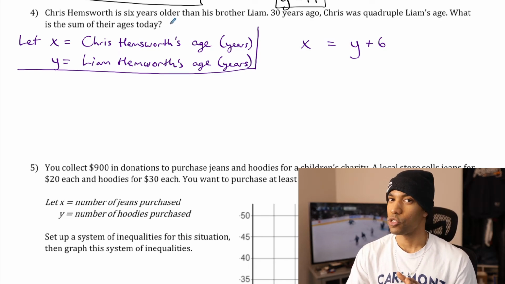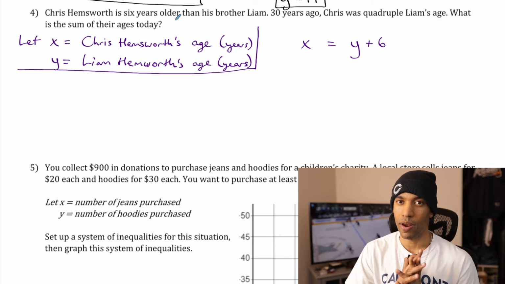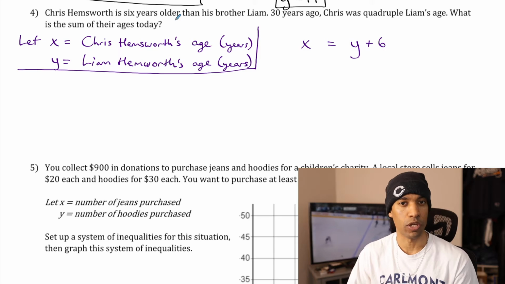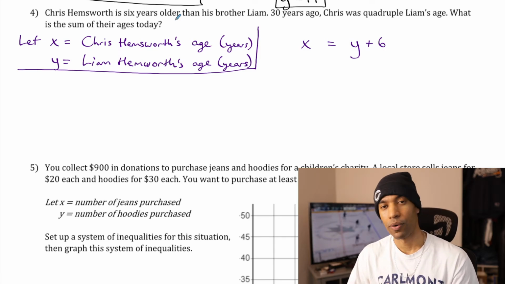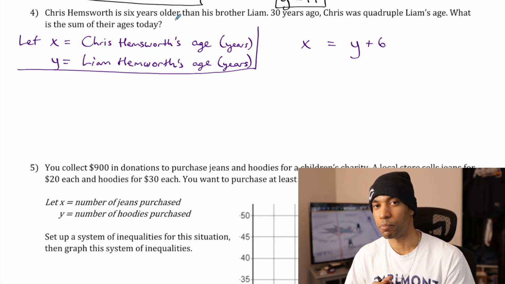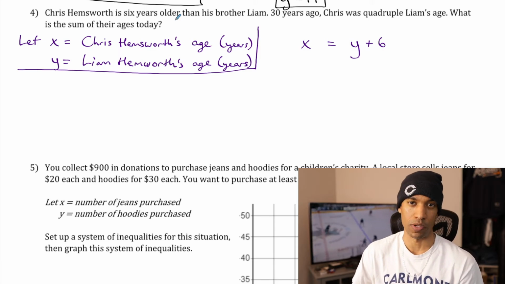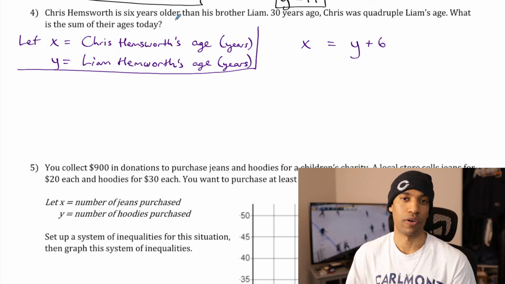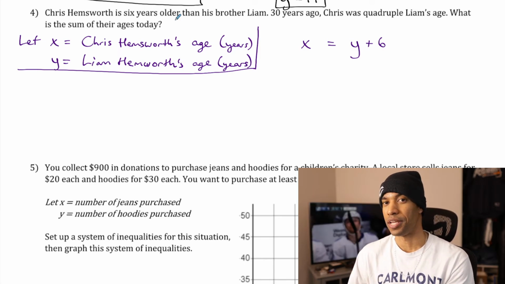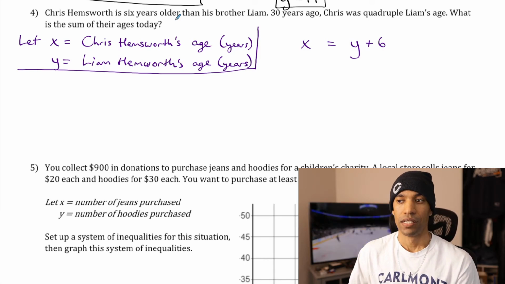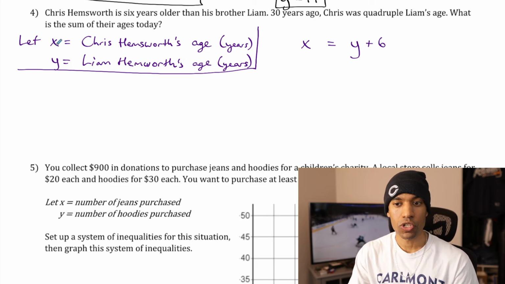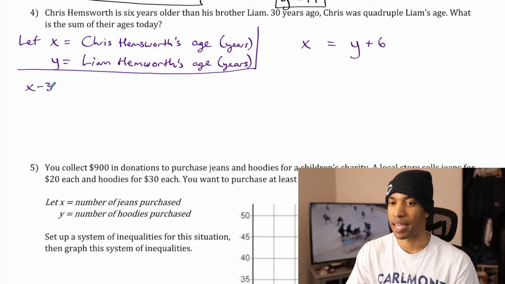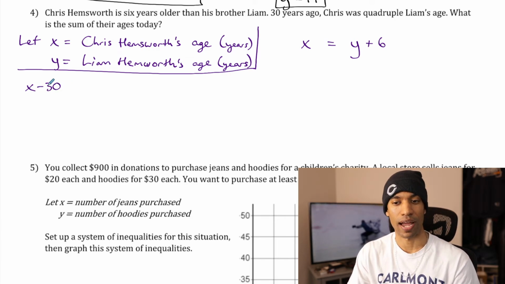If Chris is 50 years old now, which he's not, if Chris is 50 years old right now, how old was he 30 years ago? I don't care about the number. I care about what you would do to get it. If Chris is 50 years old now, you subtract 30 years to get how much he was 30 years ago. If Liam is y years old right now, you would subtract 30 to get Liam's age 30 years ago. So, if Chris is x years old right now, Chris's age 30 years ago is x minus 30. Take his age now and subtract 30.